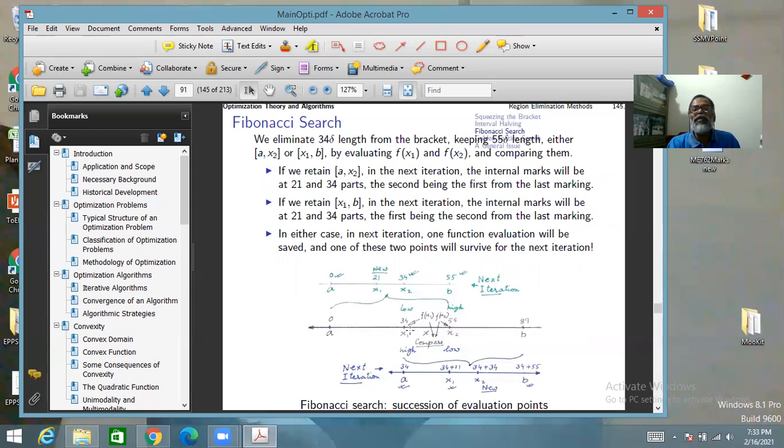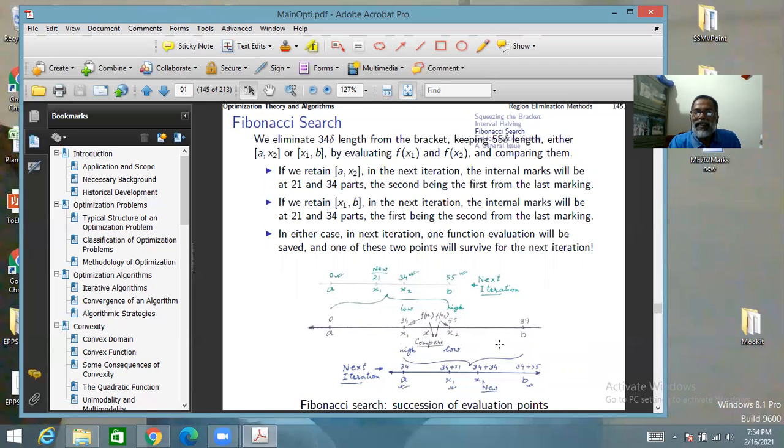The point at 34 mark is already there. And then the new one will come here, 21. So that means in the next iteration, of the two interior points where evaluation would take place, at one point the function value is already available. We do not need to evaluate it further. Only one more evaluation will be needed.